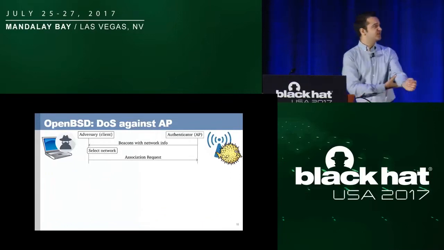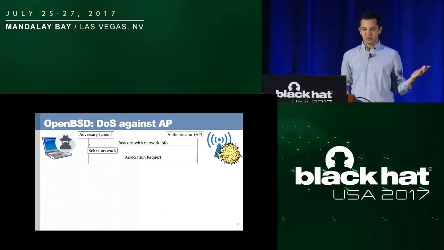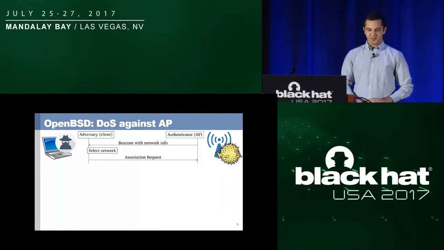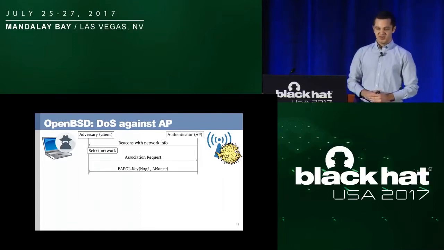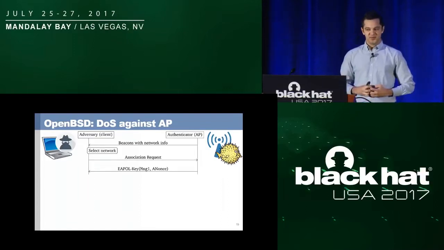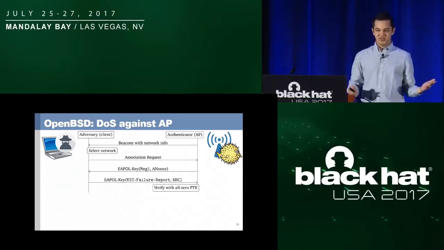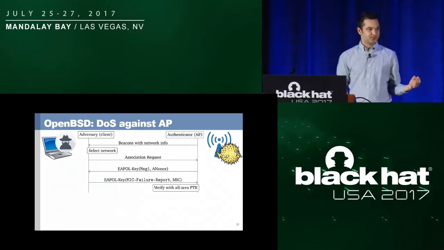Well, we have our first stage of the attack, where everything happens normally. So we have our attacker here, which acts as a client. We have the access point of OpenBSD. The client simply searches for the network. It sends an association request saying, hey, I want to connect to the network. And then the access point will send message 1 of the 4-way handshake. But normally the client would now send message 2 of the handshake. However, when we're going to execute our attack, we're going to send this MIC failure report.